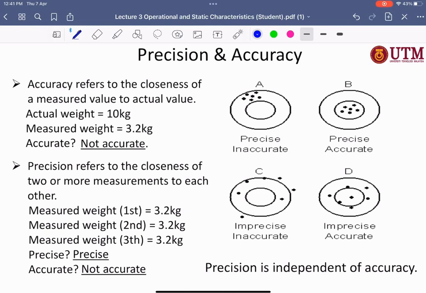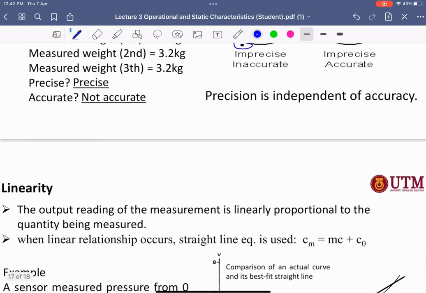Precise means how close your data is to each other. That's why we call it precise. But it's not exactly going to be the accurate value. So this is precise. The data is precise. This data is also precise, but this one is not precise. And this one also is not precise. Accurate value means the true value. This is the true value. So you can have the precise and also the accurate value.